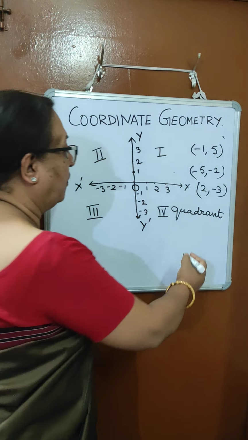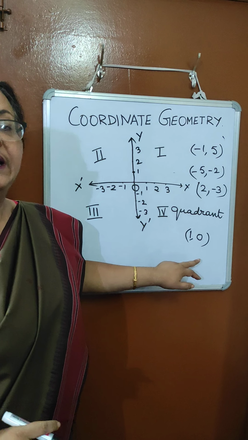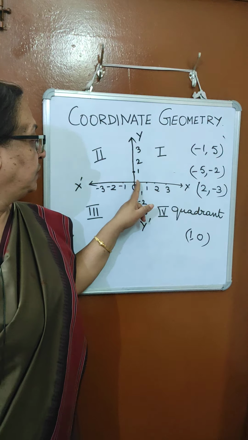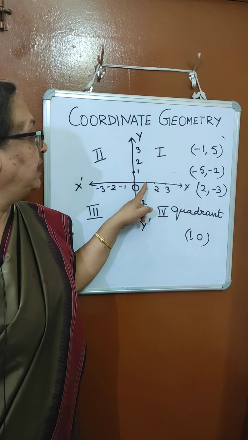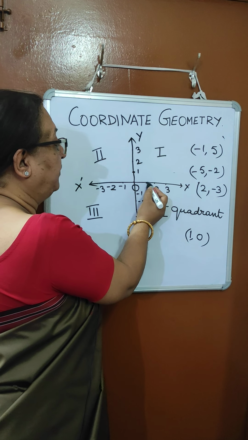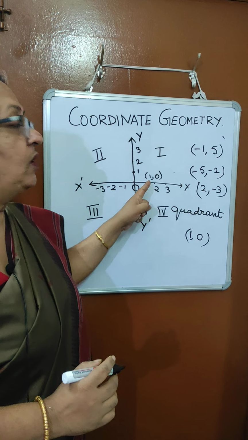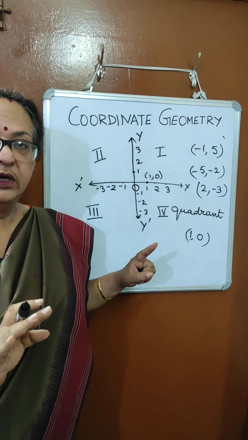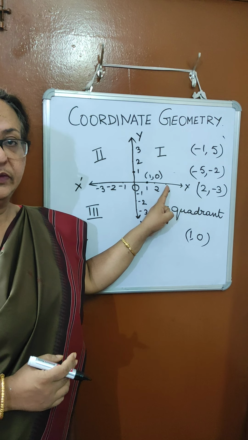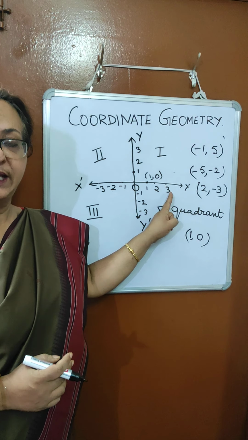Now suppose I have a point like this, 1, 0. Where will this point lie? The first number is on the x-axis, so this is 1, and then 0 units on the y-axis. From here 0 units, so we are not moving. This is the point 1, 0. 1, 0 lies in which quadrant? No quadrant. This point lies on the x-axis.